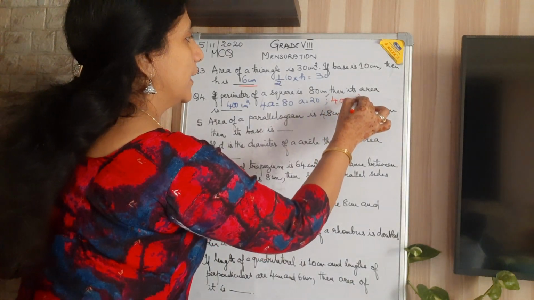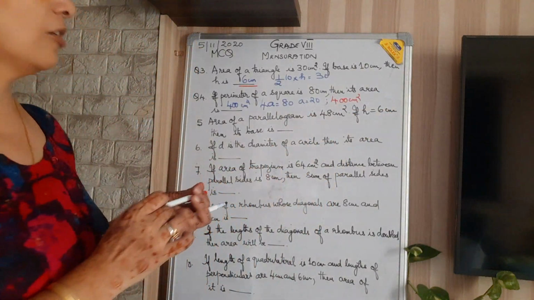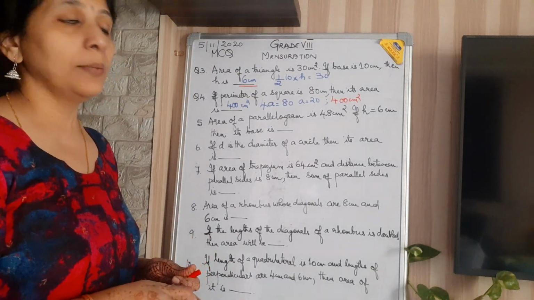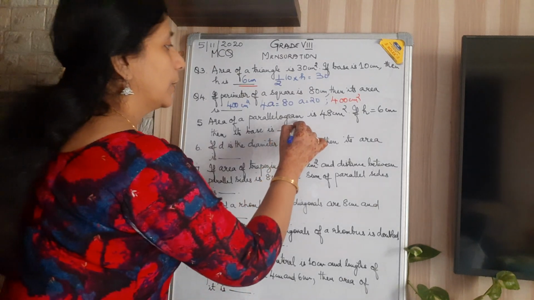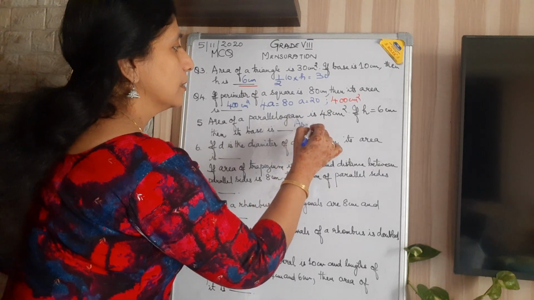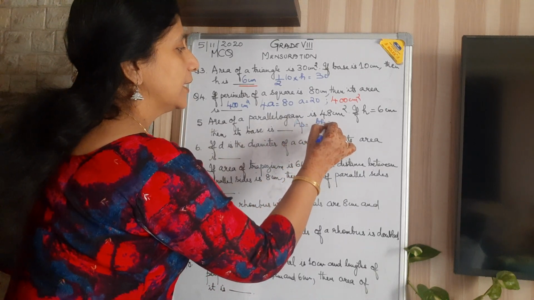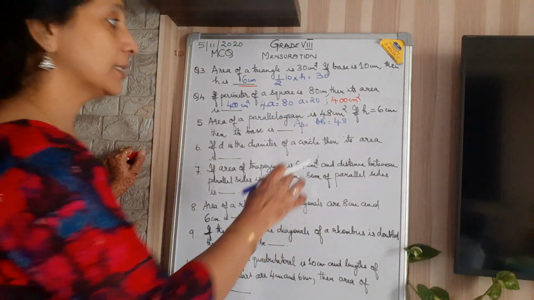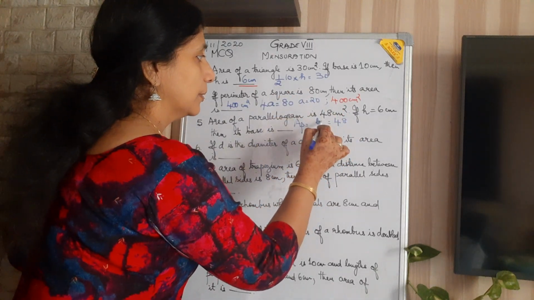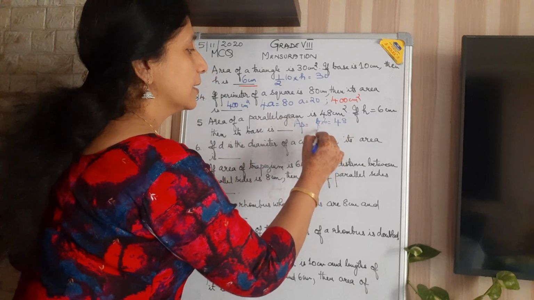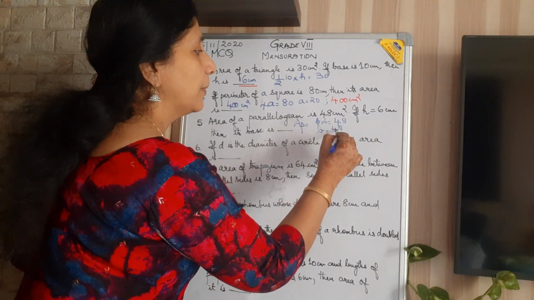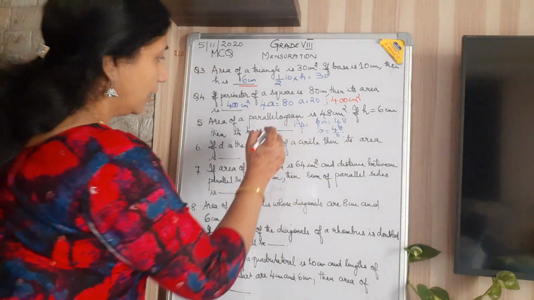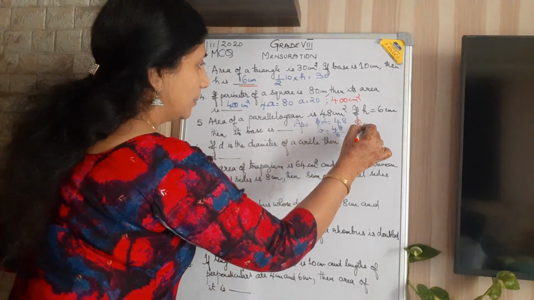Now the next one is, if the area of a parallelogram is given. What is the formula for the area of a parallelogram? Base into height. So the area of a parallelogram is base into height, that is given as 48 centimeter square. Height is given as 6. So base into 6. So what is base? Base you will get as 48 by 6, that is 8 centimeter. So you got it as 8 centimeter.